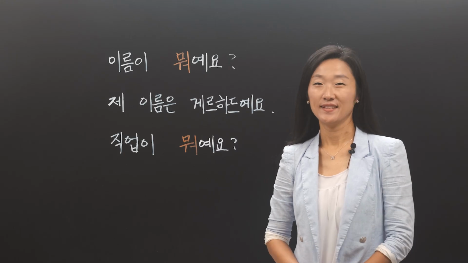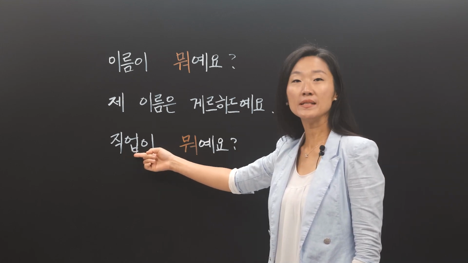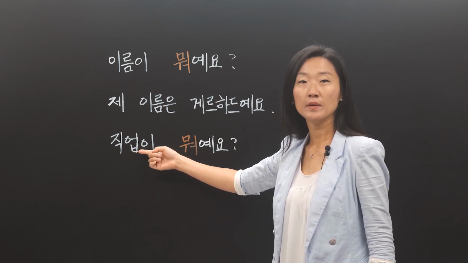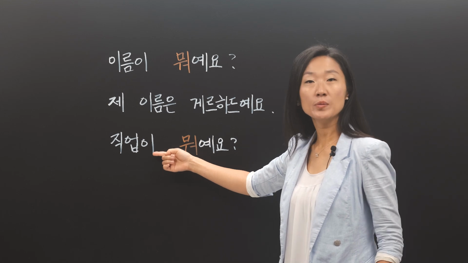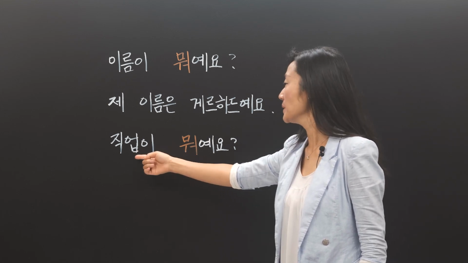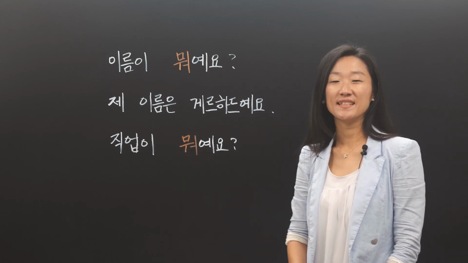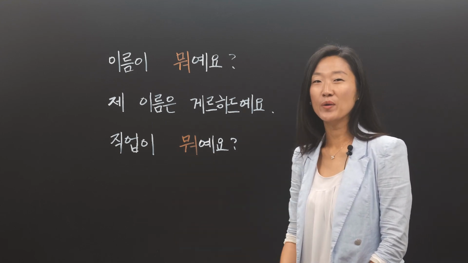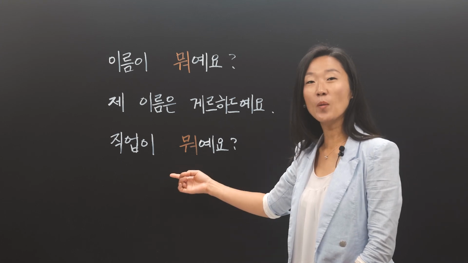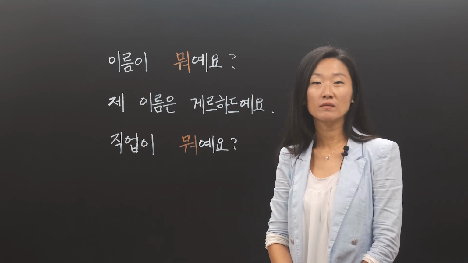Let's break it down. 직업이 뭐예요? 직업 means occupation or job. 이 is the subject particle since 직업 ends with a consonant ㅂ. 뭐예요 is what is it? 직업이 뭐예요? So 직업이 뭐예요 means what is your occupation?